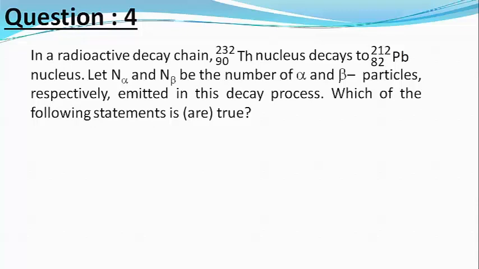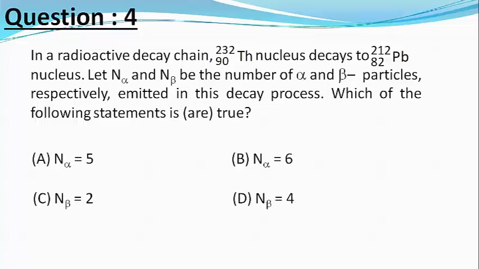Our next question is, in a radioactive decay chain, thorium-232 with atomic number 90 decays to lead-212 with atomic number 82. Let N alpha and N beta be the number of alpha and beta particles respectively emitted in this decay. Which of the statements is or are true? Statement A, N alpha equals 5. Statement B, N alpha equals 6. Statement C, N beta equals 2. And statement D, N beta equals 4.